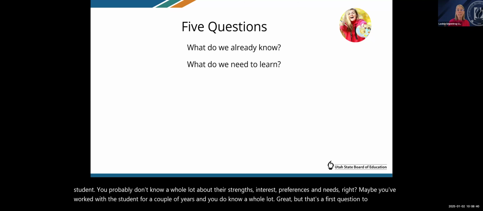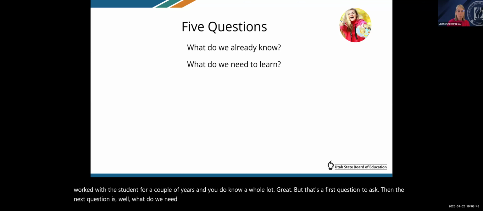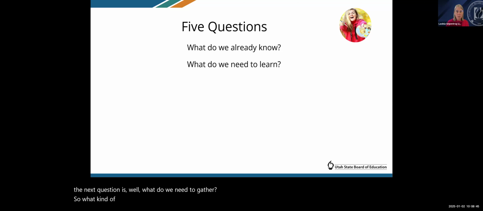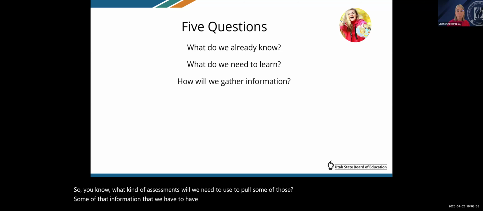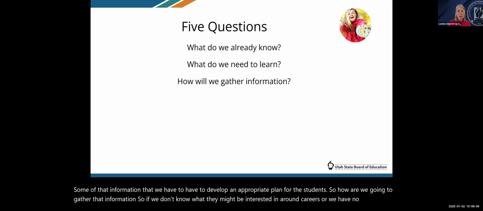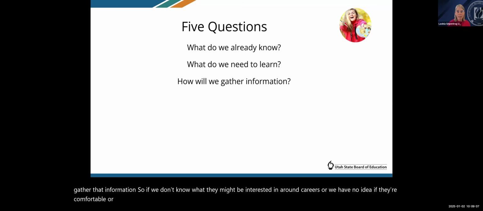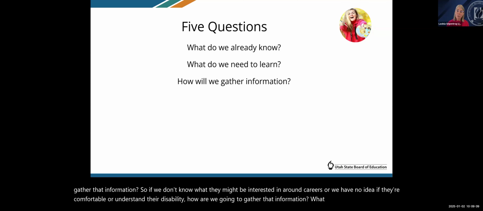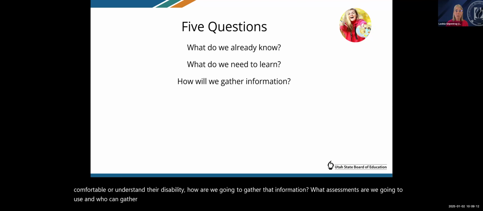Then the next question is, well, what do we need to gather? So what kind of assessments will we need to use to pull some of that information that we have to develop an appropriate plan for the student? So how are we going to gather that information? If we don't know what they might be interested in around careers, or we have no idea if they're comfortable with or understand their disability, how are we going to gather that information? What assessments are we going to use, and who can gather that information? It doesn't always have to be you, right? It can be someone on the team. It can be a family member. It can be the student themselves.